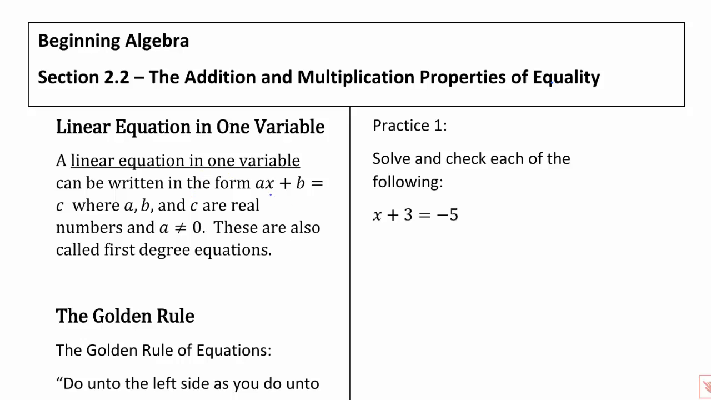It's kind of hard to see there, but it's ax plus b is equal to c. Now notice that it says it can be written in this form, not that it is written in this form. This is just one of the forms that it can be in.